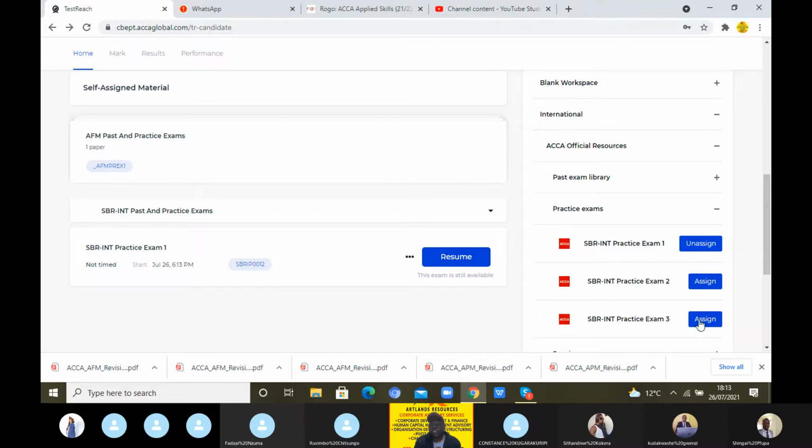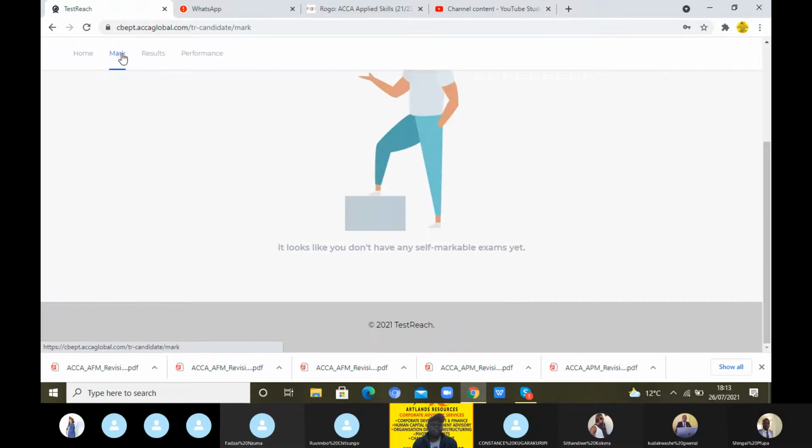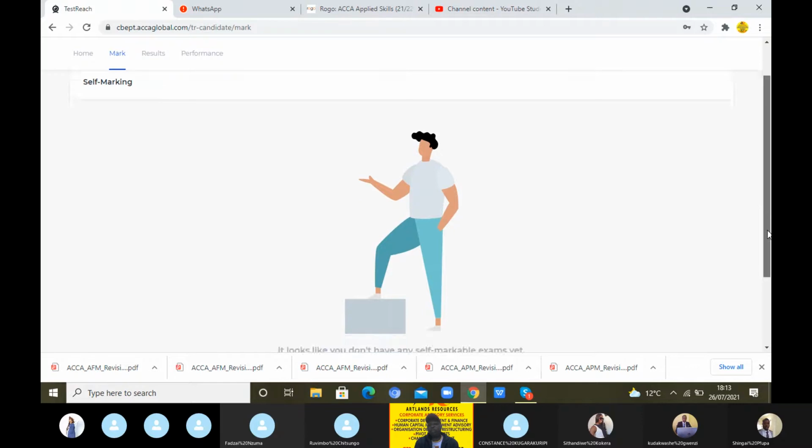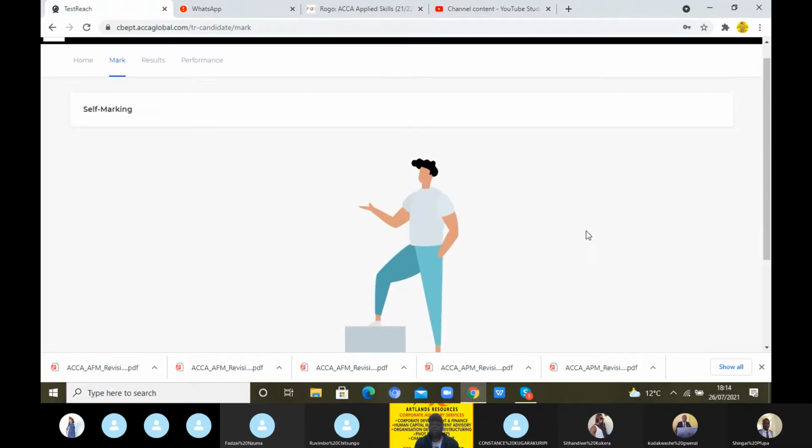So you need to complete all these exams practicing on CBE so that you familiarize with how your SBR CBE looks like. After you have done, you then come to the top here where it is saying mark. You can self-mark as a student. You can self-mark, but notice after clicking mark, it's not showing anything because there is no exam which I have completed yet. So if you are done with practice 1, you come here to the dashboard and click mark.